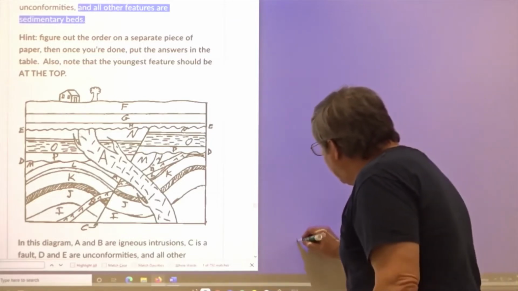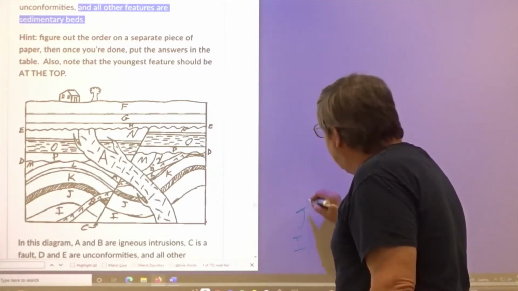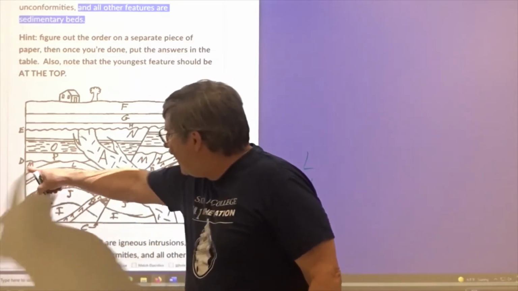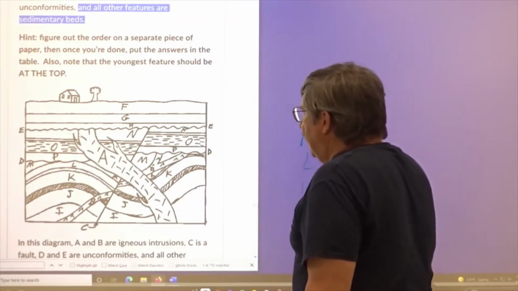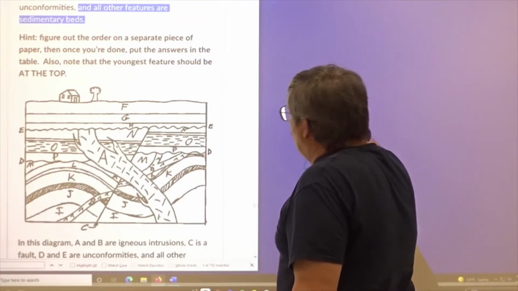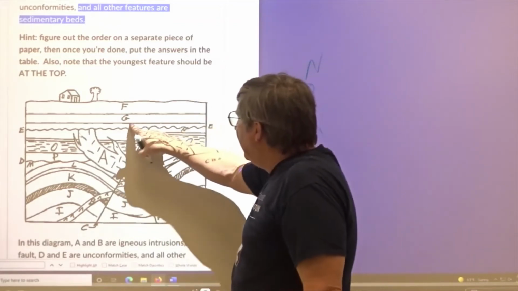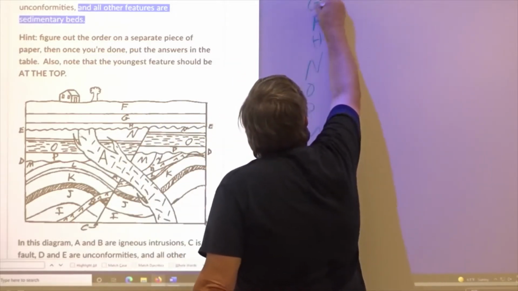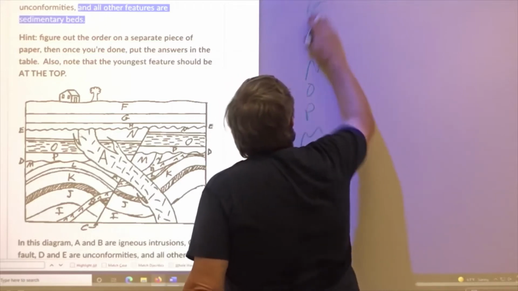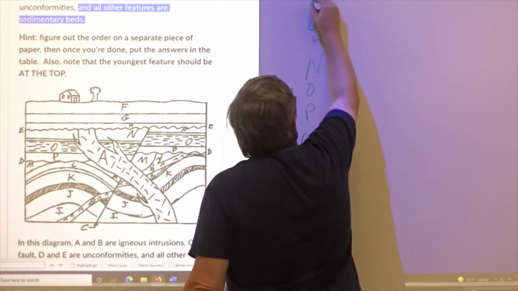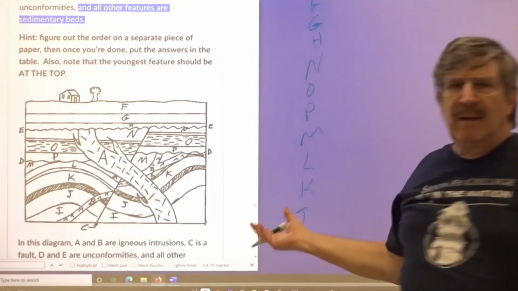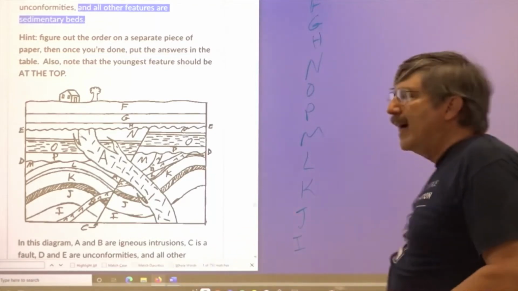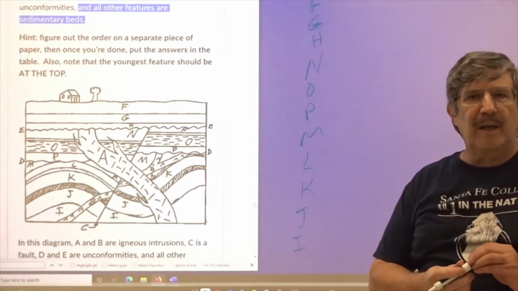So we would have I, then J, then K, then L. And if you look carefully, you see there's an M right there. Then P, then O, then N, then H, G, F, sorry. G, and then F. And again, you've done 80% of this. You're almost done. Next thing to do, look at the unconformities.